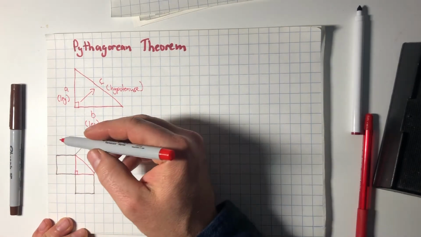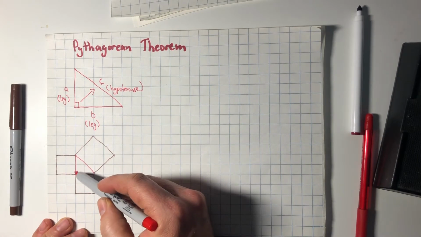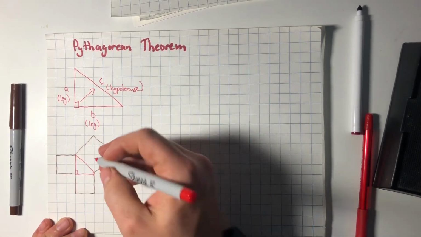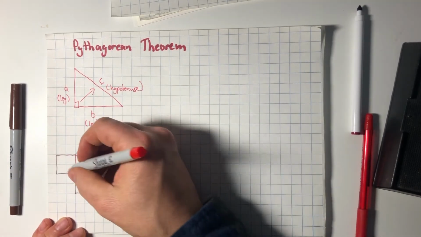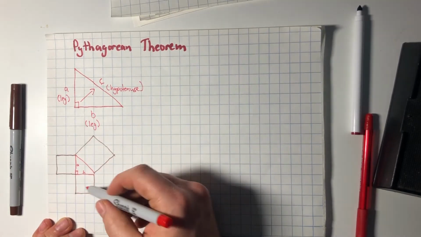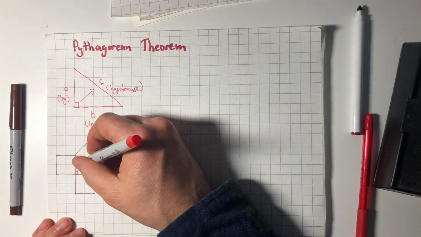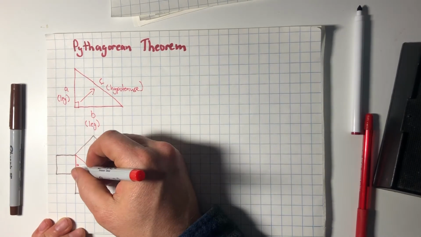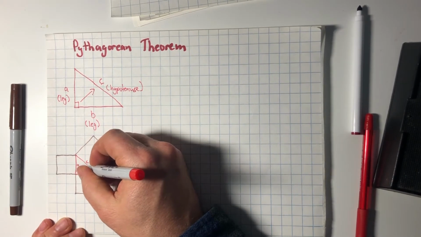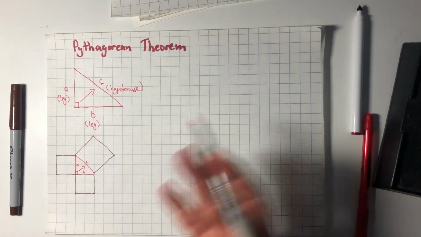If we were to take this side and create a square from the side length of this one, and by the way, we can label these the same way. This is side A, this is side B, so these are two legs. We notice in this triangle that they are the same size. And then this one would be our side C because it's our hypotenuse, directly across from the 90-degree angle. So this one is to scale.